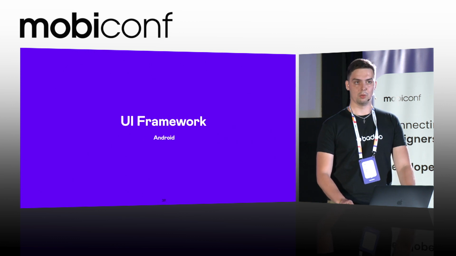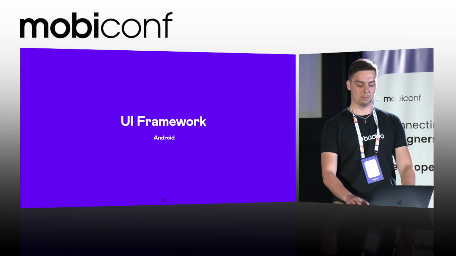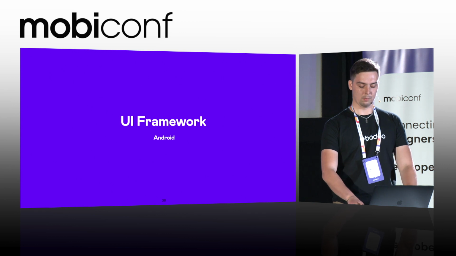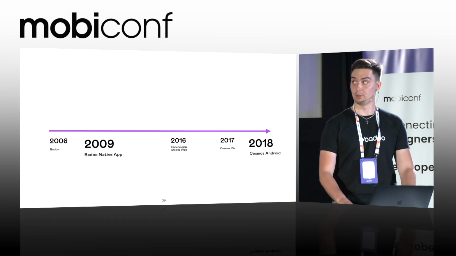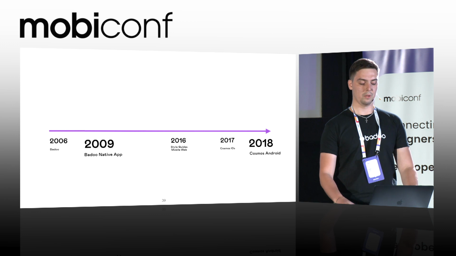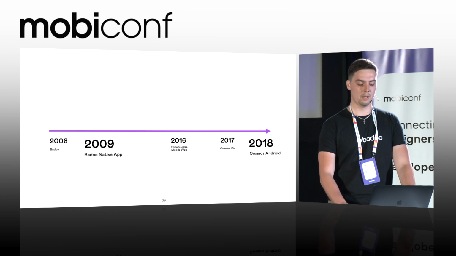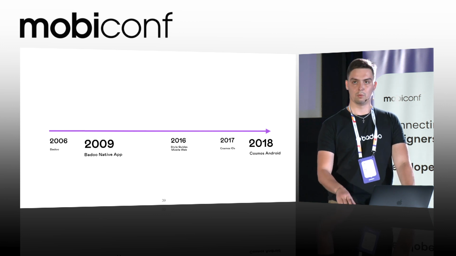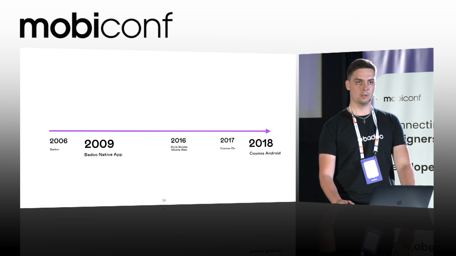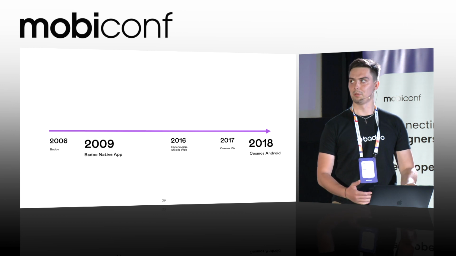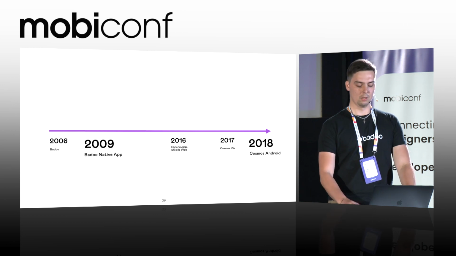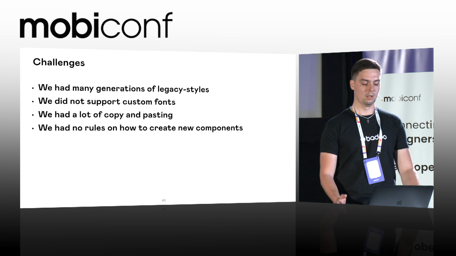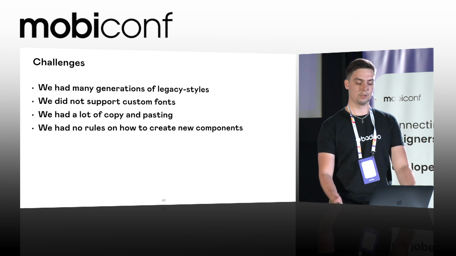And let's talk about the Android team. But before we start, I want to show you a small diagram. We created the first version of the mobile app in 2009, but we migrated to our design system only in 2018. So for 9 years we didn't have any rules. We had the problem which I mentioned before, and as a result, to migrate, we had a lot of challenges.